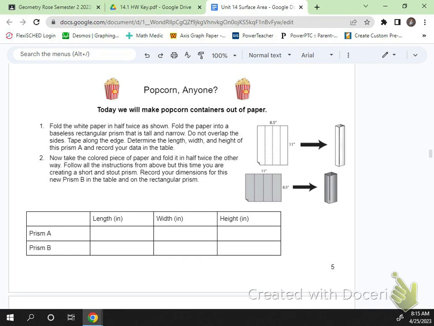We all started with an 8.5 by 11 piece of paper. It's just a standard piece of paper. So the height, how tall is this? 11. It's 11. How do I get the width? What was this width made up of?